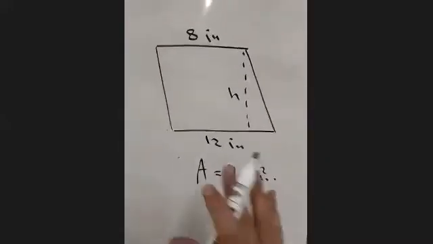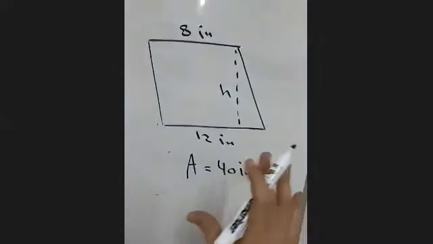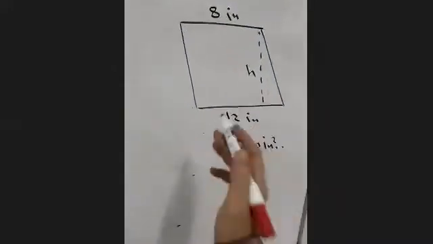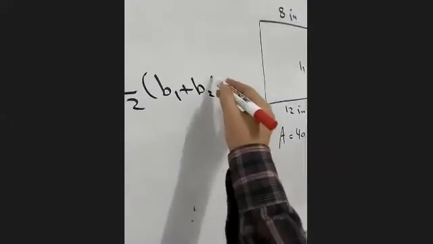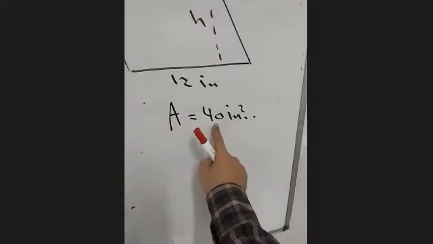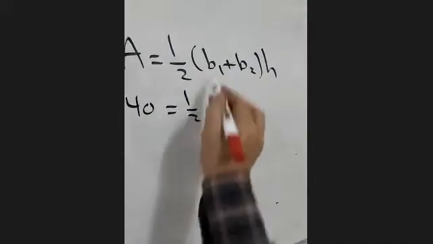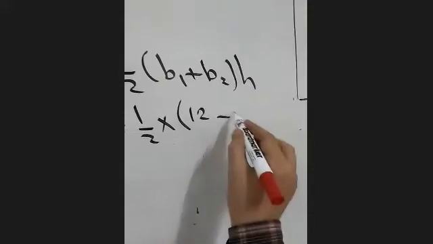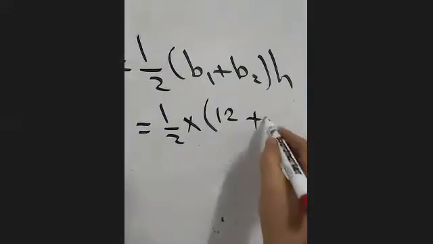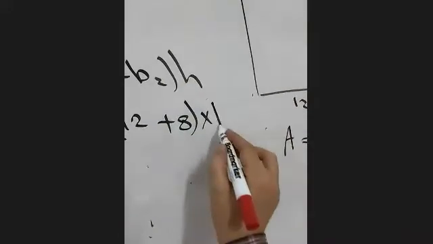Now, we talked about how to find the missing dimension in the trapezoid. We did that in the previous lesson. We said we start with the formula: A equals half B1 plus B2 multiplied by the height. The area is given, 40, so I'll replace A with 40. 40 equals half multiplied by bracket B1 is 12 plus B2 is 8, multiplied by the height, which is wanted. So the height comes down. Do you understand, Yahsin?